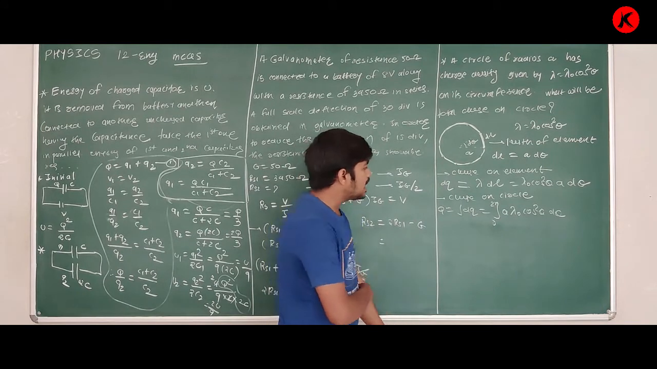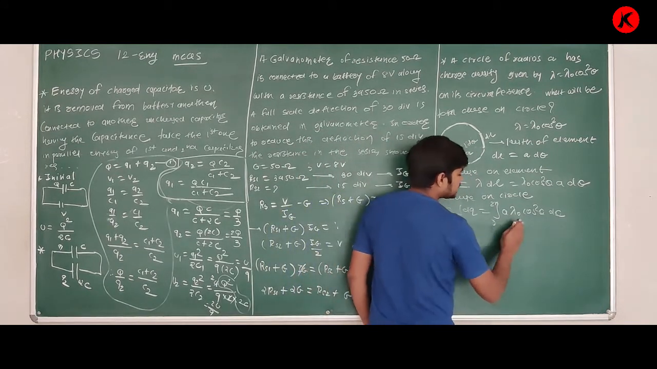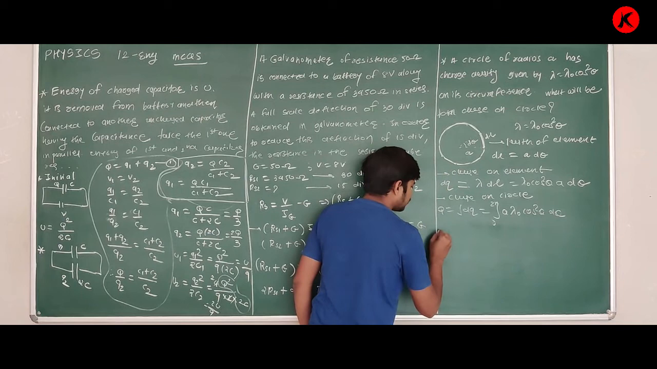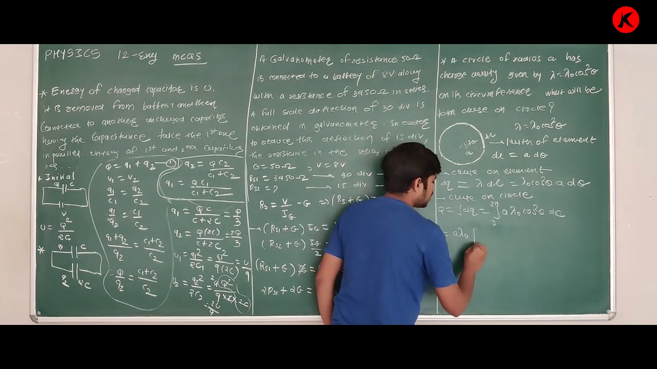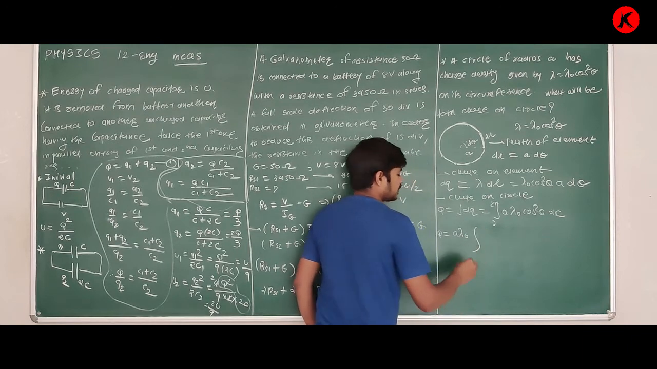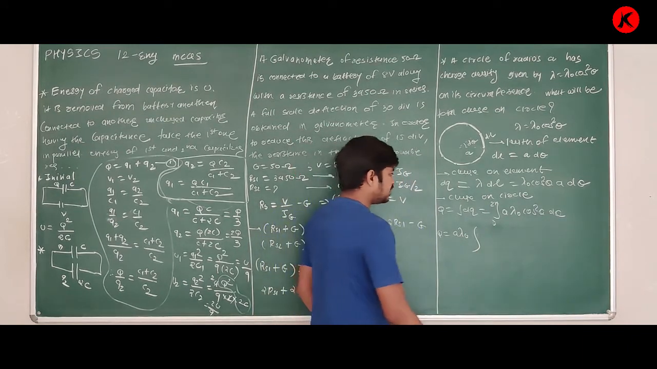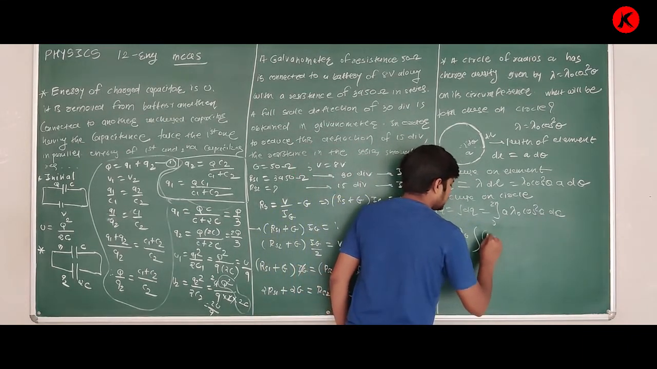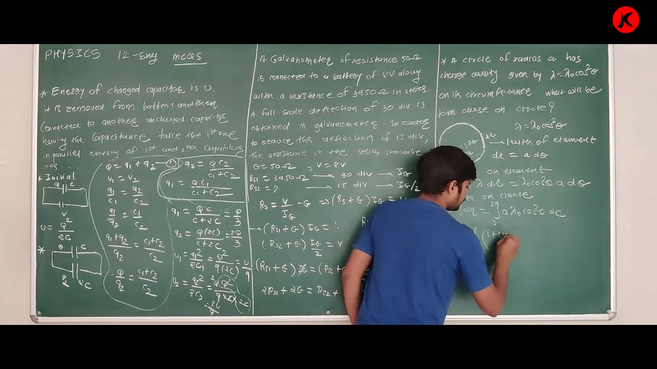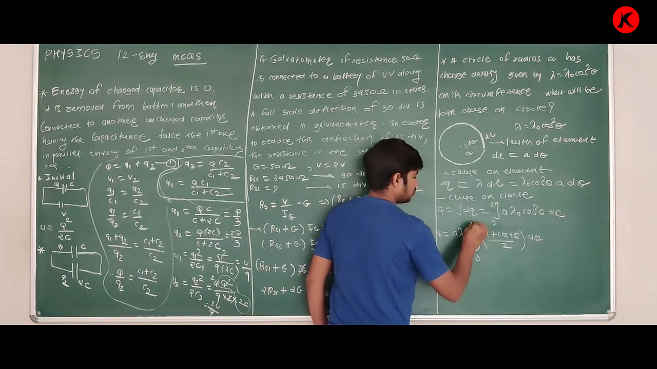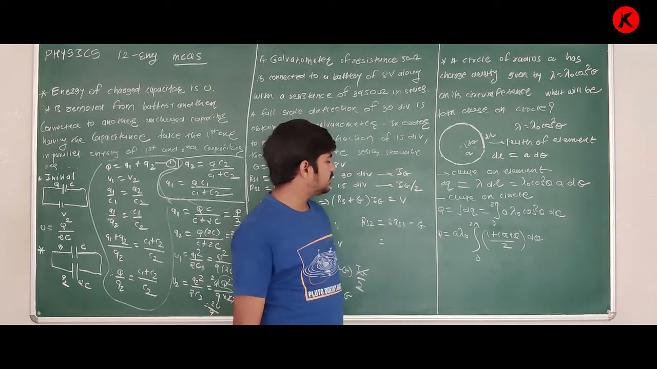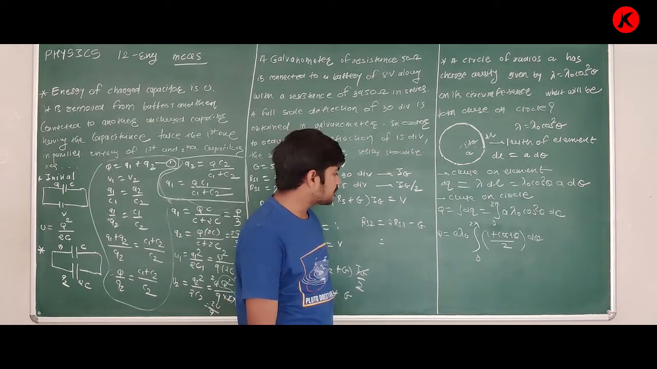Now here a lambda 0 is constant, so it is out of integration. We cannot integrate cos square theta directly, so first of all we have to convert it: cos square theta is 1 plus cos 2 theta divided by 2 d theta. Limit is from 0 to 2 pi. Any doubt?